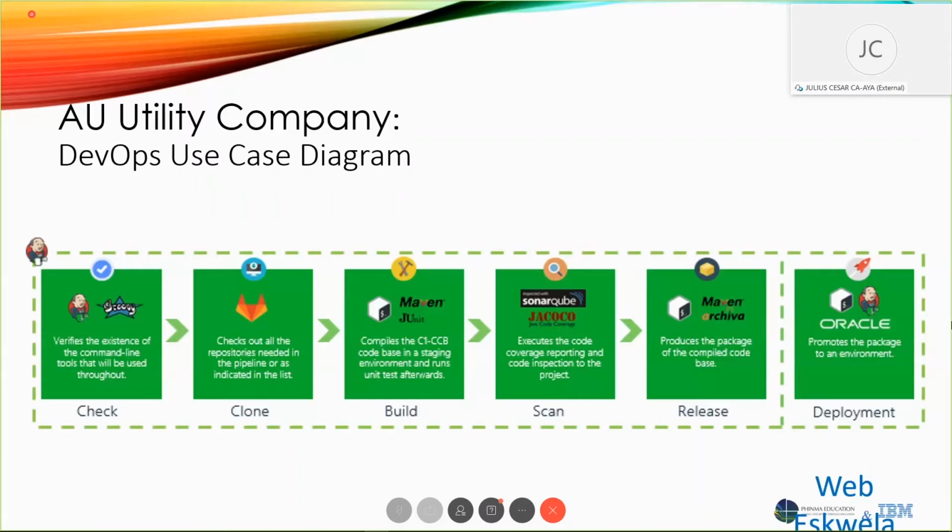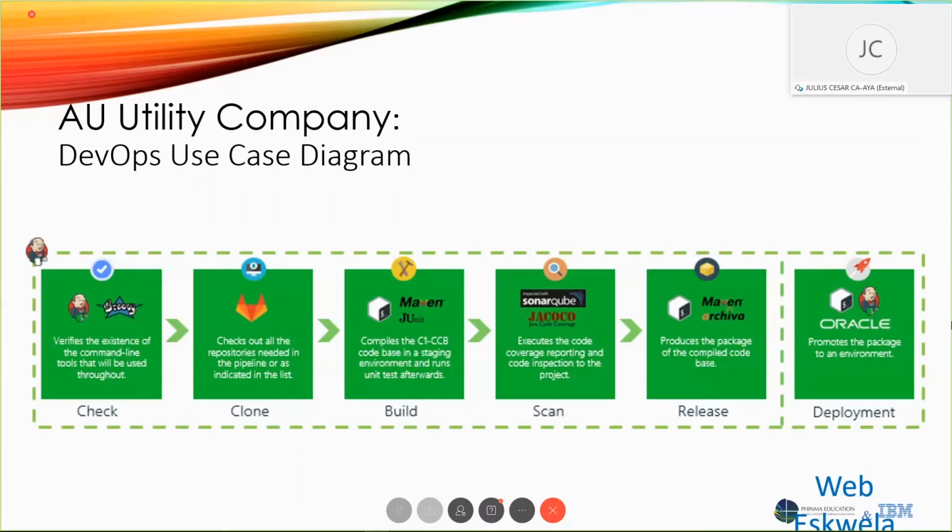And then after that, they scan it using Jacoco. So Java code coverage yung Jacoco. And then SonarQube para i-check yung codes nila kung meron bang mga vulnerabilities, issues, or bugs. And then the next is yung release, which they use Maven and Archiva.